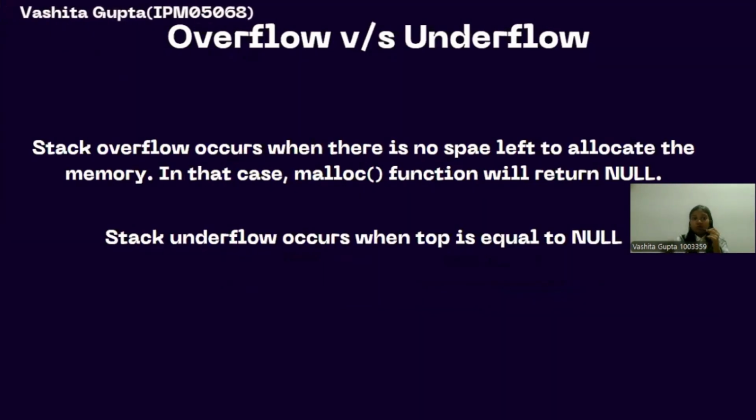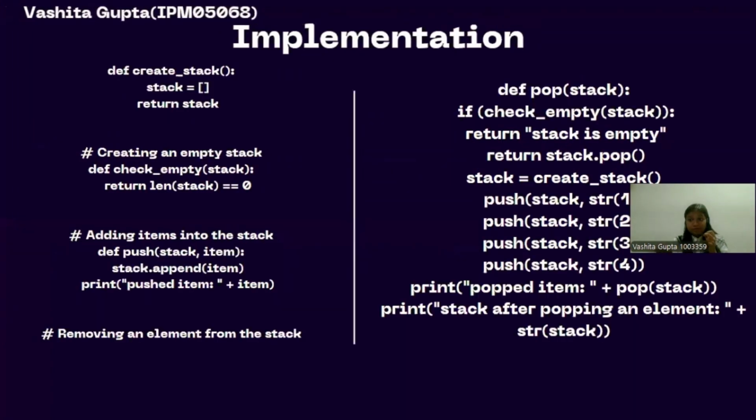Let's understand overflow versus underflow. Stack overflow occurs when there is no space left to allocate the memory. In that case, the malloc function will return null. Stack underflow occurs when the top is equal to null. Now let's move on to the implementation.